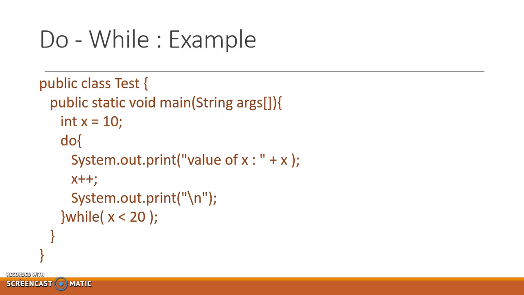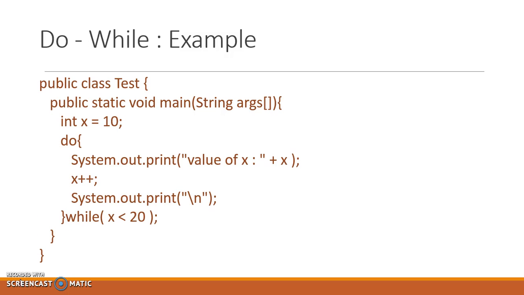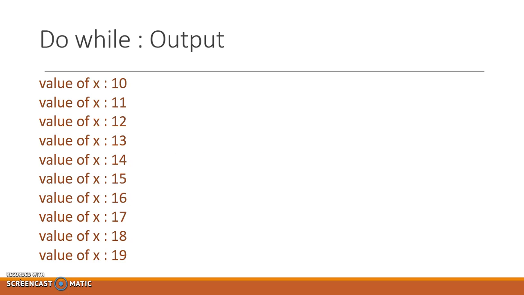First we have to initialize the variable. Second, we have to write the block of code or the statements that should be repeated again and again. Then comes the condition, that is while x less than 20. If we see the output of this example, the value of x goes from 10 to 19. The last value is 19 because the terminating condition is x less than 20. So when the value of x becomes 20, it doesn't go inside the statement but comes out.